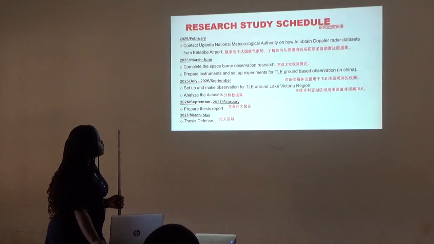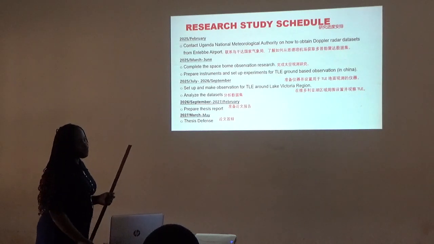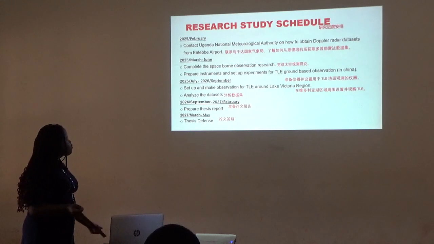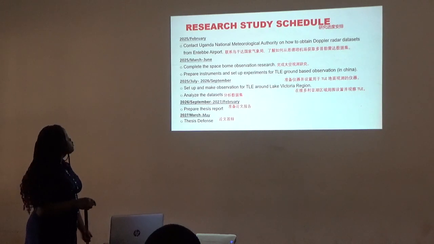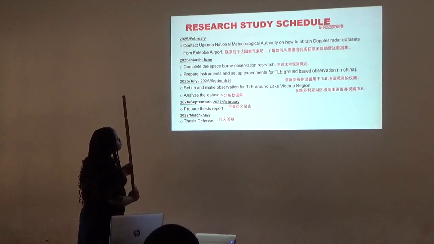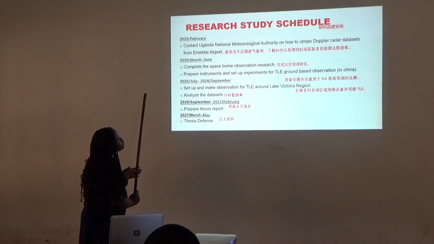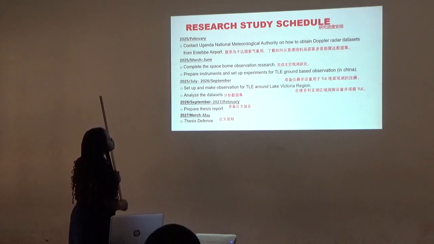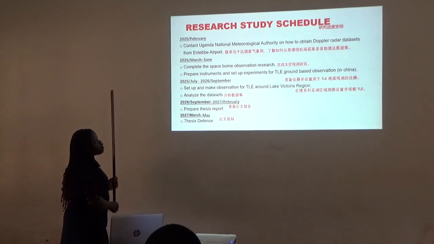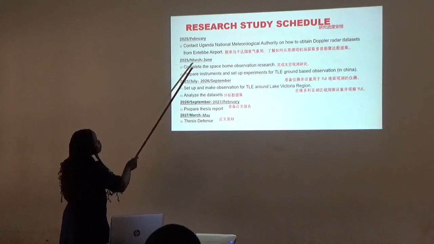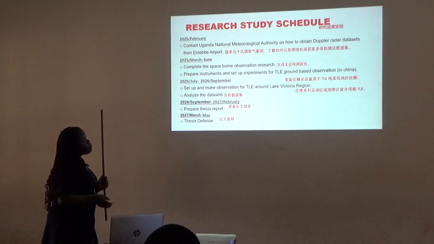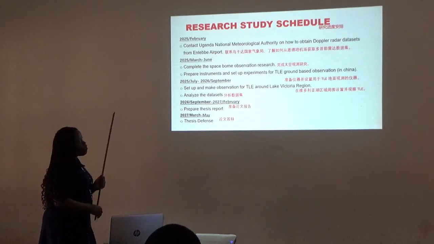So I'll show you my study schedule, in case when I come to do ground-based observation, some people might be interested to join me and do some observation. We'll also learn how to do this observation by ourselves. So this is my plan. By February, contact these people from the airport to find data for Doppler radar data sets. I want to first study the storms using this Doppler radar data set, and then from March to June I want to complete the space-based observation and also try out some instrumental setup, which I'll use for my observation.